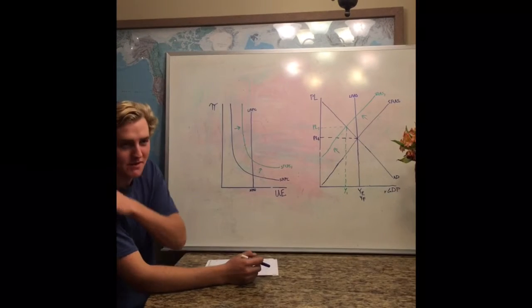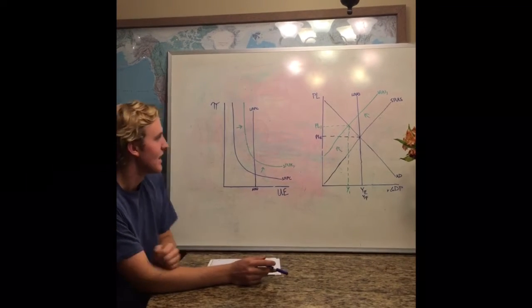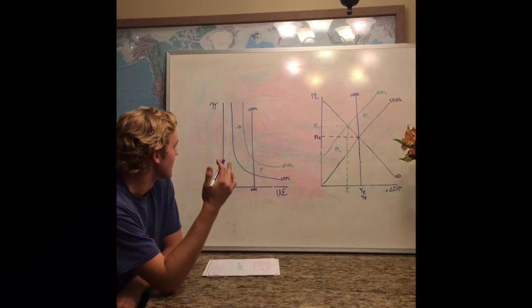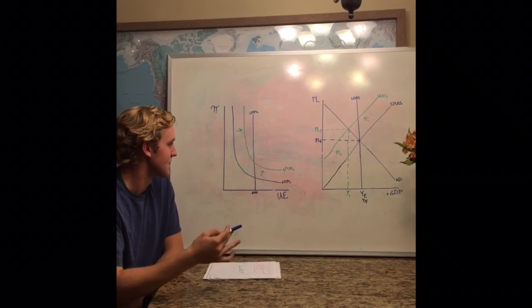This second example shows the relationship between the two graphs in a recessionary gap. As you can see, when the SRAS shifts to the left, price levels increase, and then on the Phillips curve, when the SRPC goes up, recession.